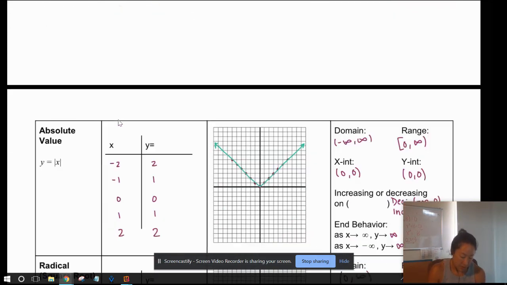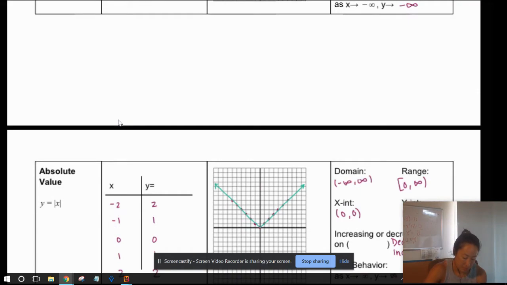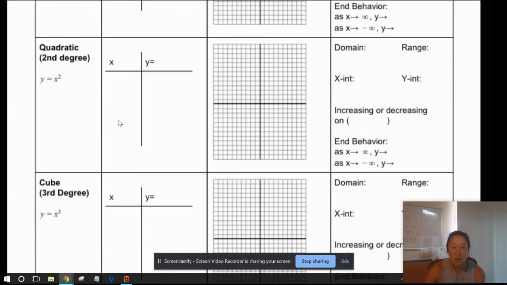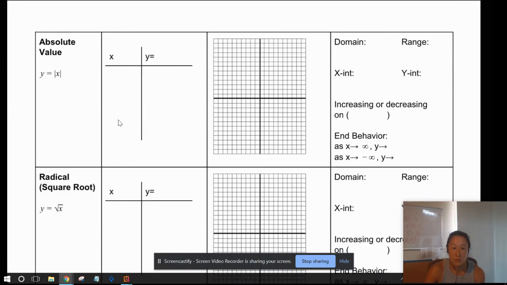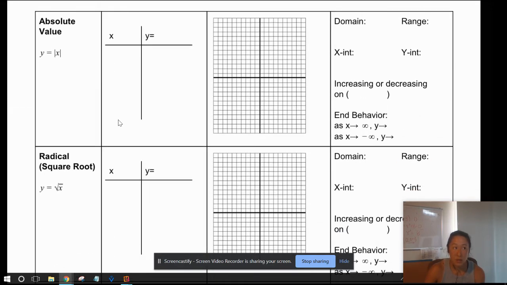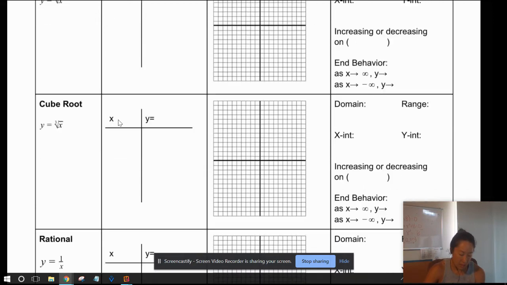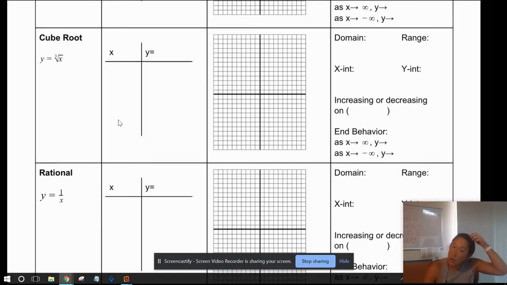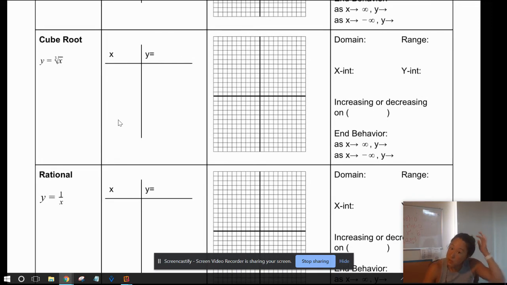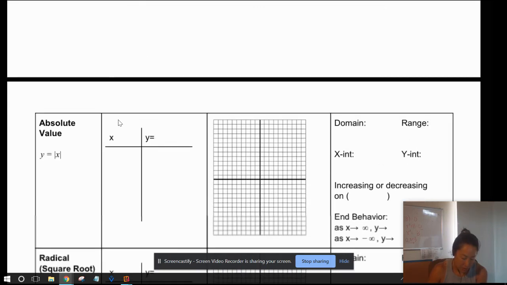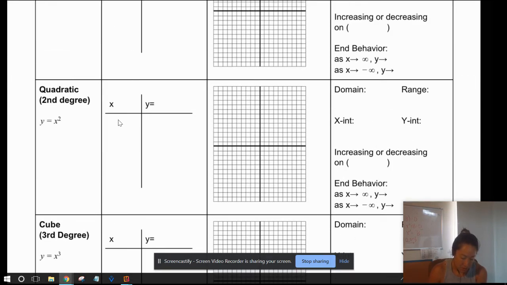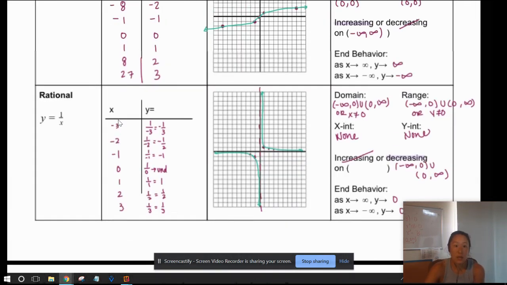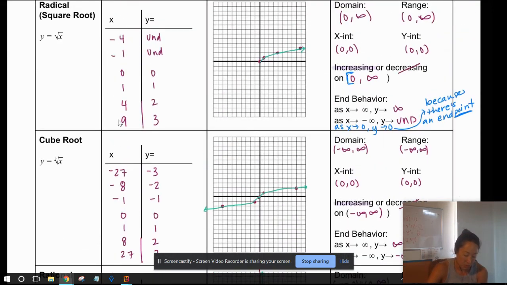Okay. Next up, you are going to do absolute value function, square root function, and cube root function, and rational function. So go ahead and work on those, and we'll go over our key features as well. Okay, so start with absolute value and radical or square root function.